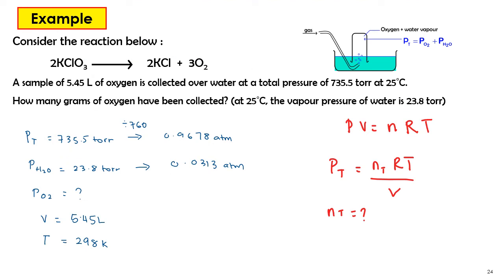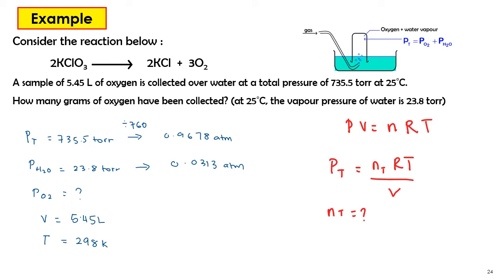So let's have a look at this example. A decomposition of potassium chlorate, KClO3, will decompose into KCl, potassium chloride, and oxygen gas. A sample of 5.45 liter of oxygen is collected over water at a total pressure of 735.5 torr at 25 degrees Celsius. So, how many grams of oxygen have been collected in this case?